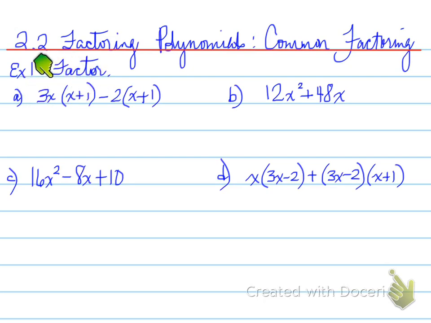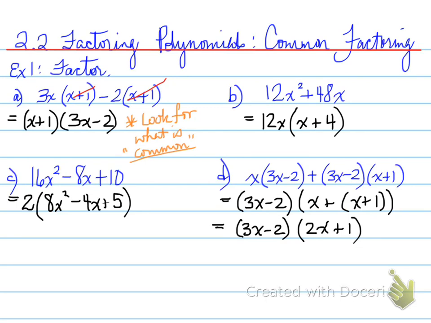So in this case, this is one part separated by a minus of another part. And you're asked to look for something that's common. What is common here? Hopefully you see that x plus 1 is common. So x plus 1 is the same in both of these pieces. So basically I'm going to take it out. Once I divide out that x plus 1, what's left? That's right, 3x minus 2.